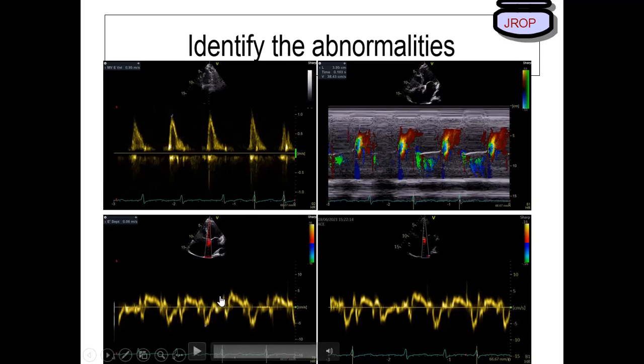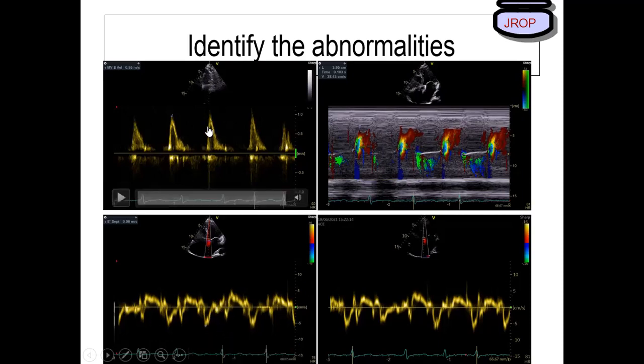If A prime is not visible and here is a tall E and almost negligible A, in which condition are these features seen? Sir, restrictive cardiomyopathy. Cardiomyopathy or elevated LVEDP. Or when the A wave is not seen, in which condition is the A wave not seen? Atrial fibrillation.